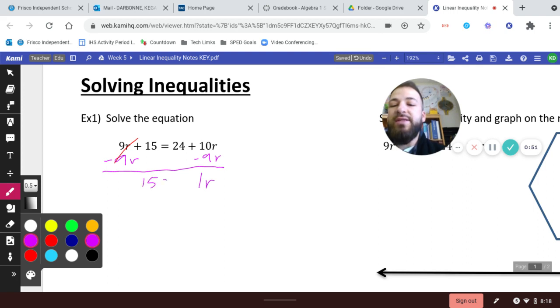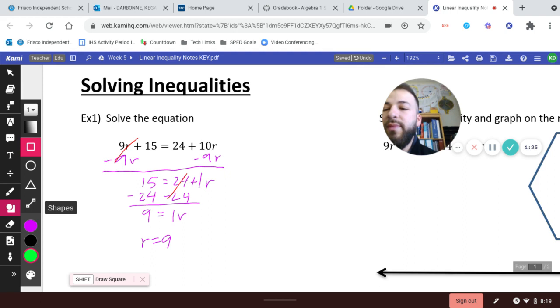Then we get 15 is equal to 24 plus r. Okay, so far so good with our solving. Next thing I want to move, right now I have this 24 next to my 1r, so I'm going to subtract that 24 from both sides. So minus 24, minus 24. 15 minus 24, if you don't know that, you can of course type that in your calculator, but that gives you negative 9. The 24s cancel out on the right side. So we get negative 9 is equal to 1r, or just r is equal to negative 9 as our final answer.